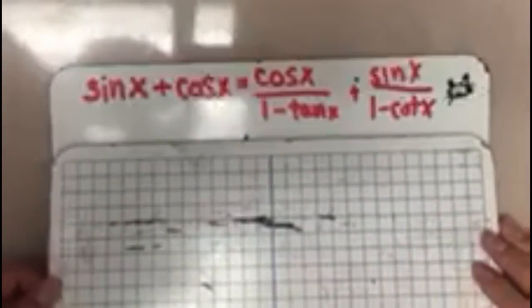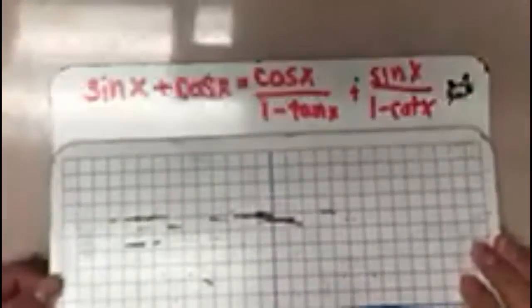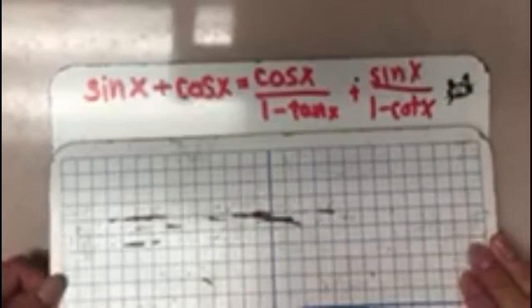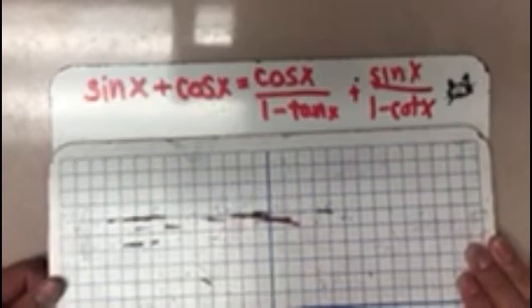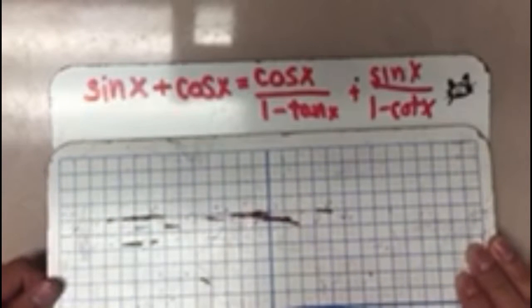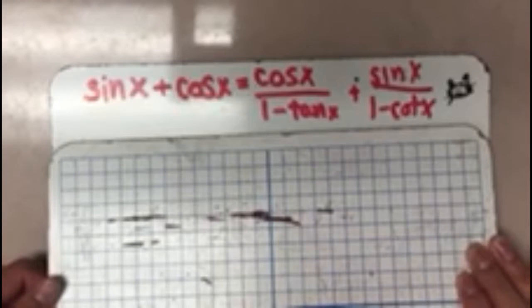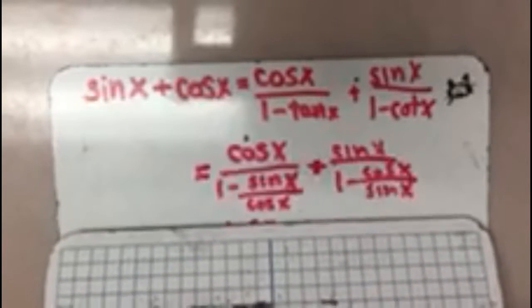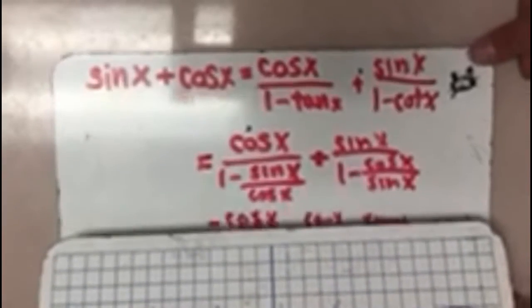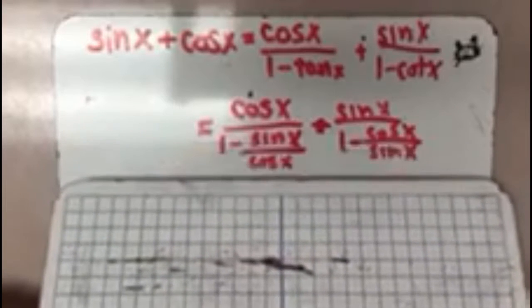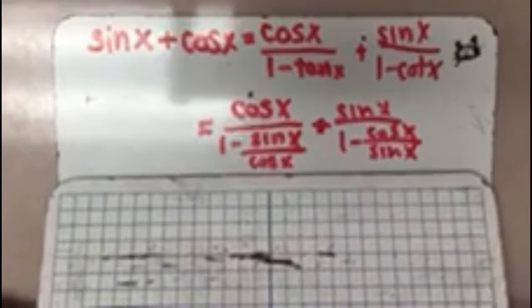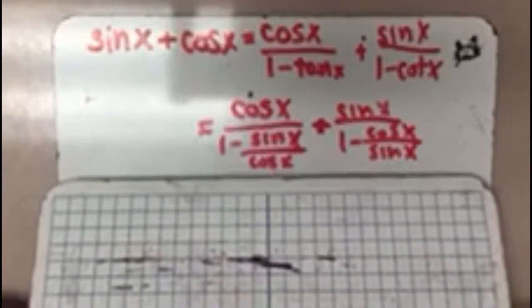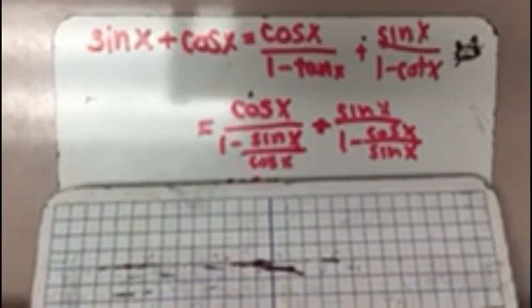Here is example 2. So here we have a verifying problem, and we want to solve the right side because it looks more complicated and looks easier to solve for the left side. So first step would be to put everything in terms of cosine and sine. So that would make the equation cosine x over 1 minus sine x over cosine x plus sine x over 1 minus cosine x over sine x.